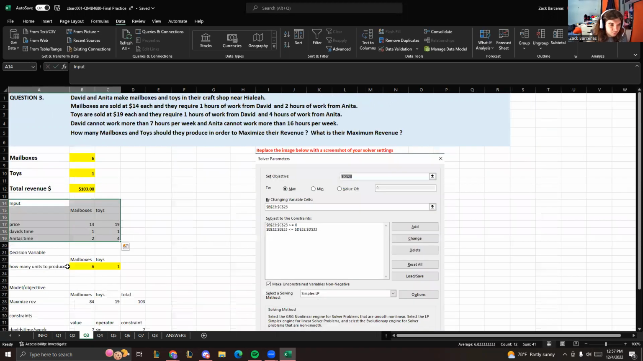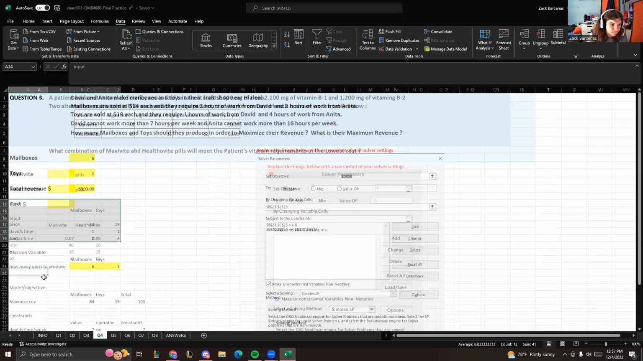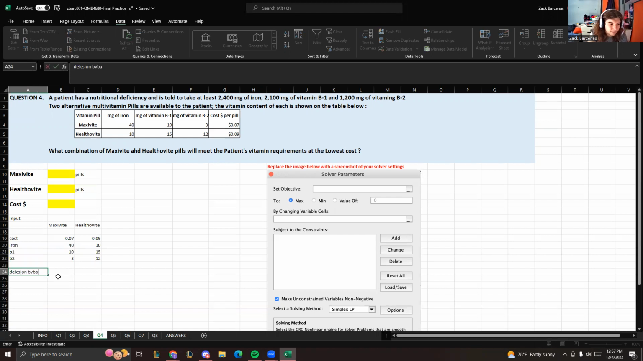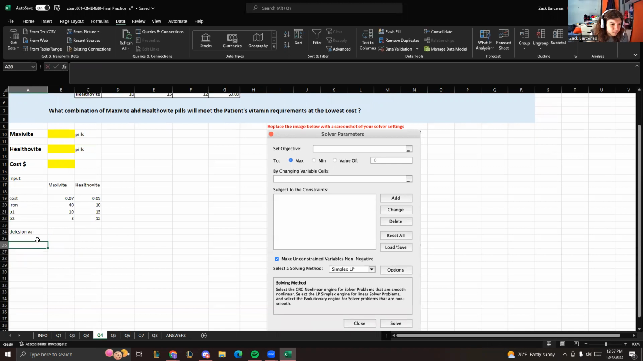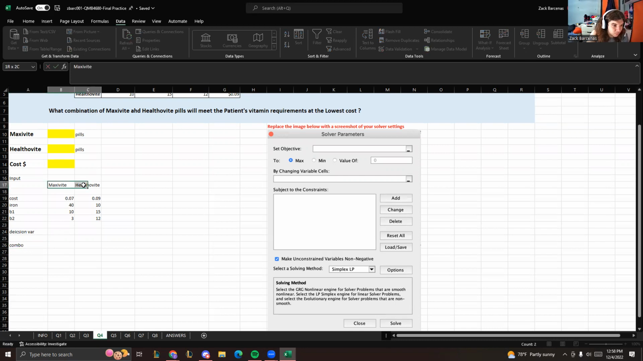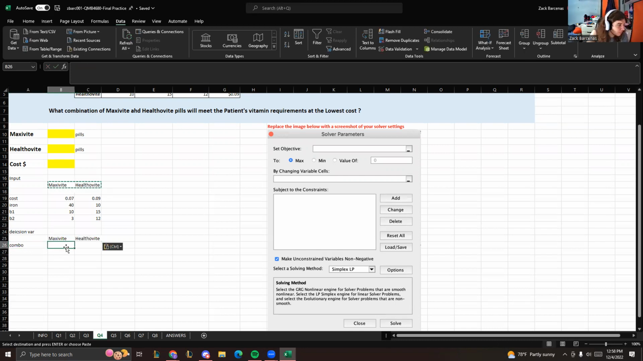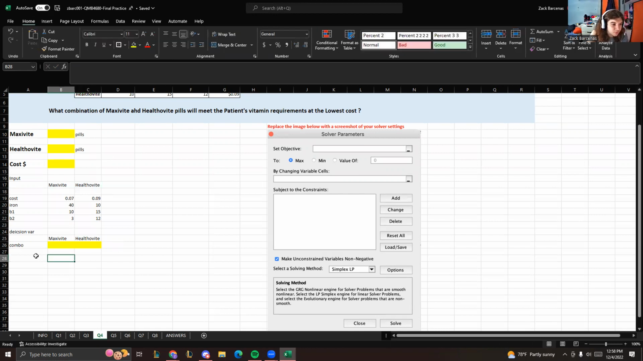Then basically what we're going to do is the decision variable, but instead of units of produce, we're going to change that. So instead of the units produced, this time it's going to be combination of pills. So copy the titles here. And then we're going to highlight these in yellow just to make it easier to understand.